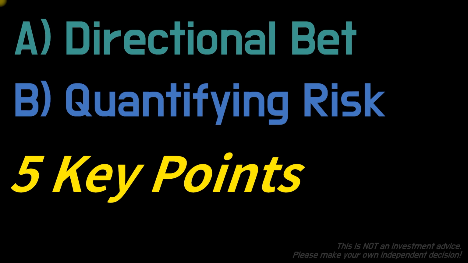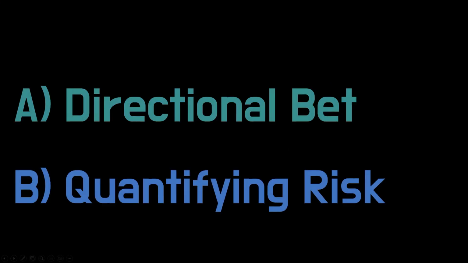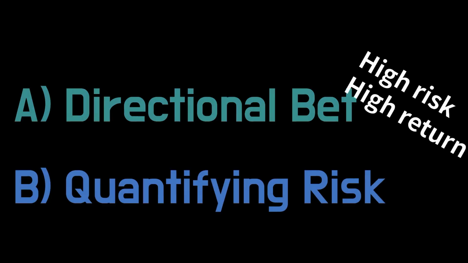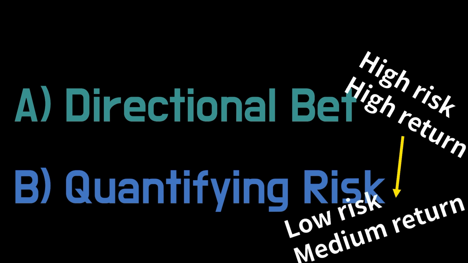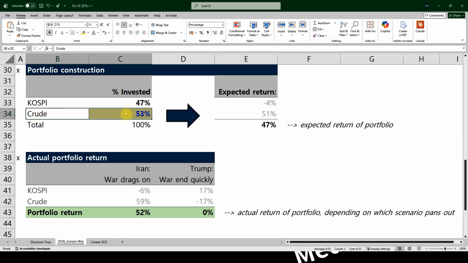And let's discuss 5 key points of quantifying the risk. Here, we moved from the high risk, high return scenario into low risk, medium return scenario by making adjustment to our portfolio. Basically, instead of investing 100% into crude, I invested only 53% and the rest into the Kospi index.